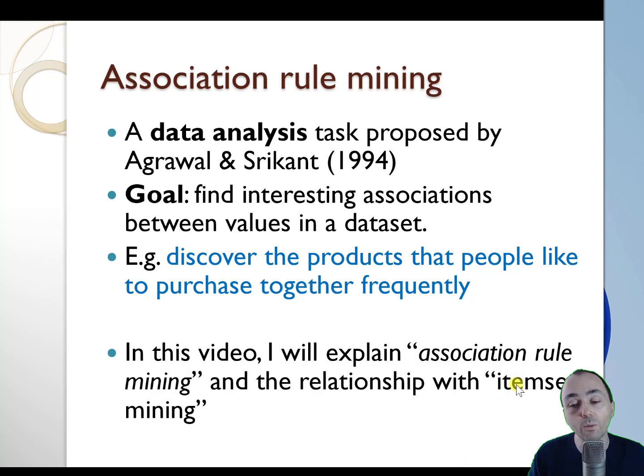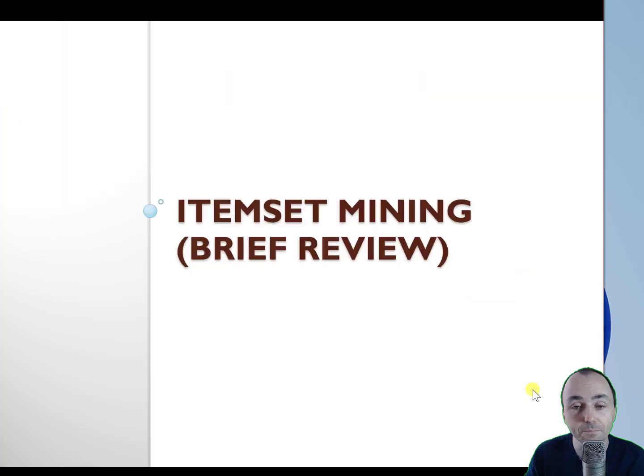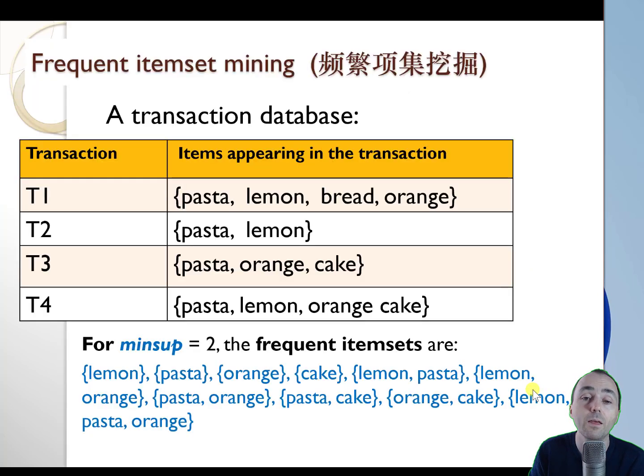So first, I want to briefly review item set mining so you know what it is about, because it is better to know about this to explain association rule mining. Okay, so first we review the item set mining. Frequent item set mining is a popular data mining task. The goal, if you have a database, is to find some sets of values, what we call item set. It means a set of values that appear many times in your data. So we say frequent item set.